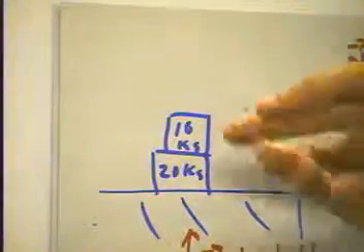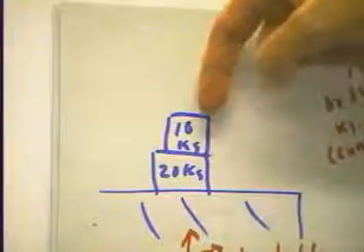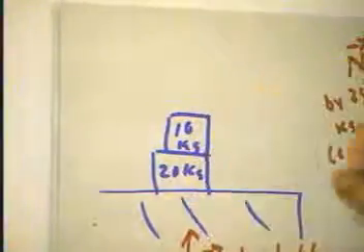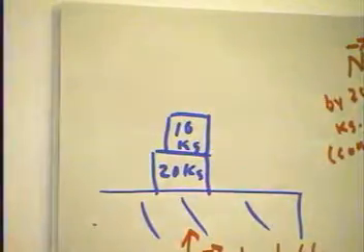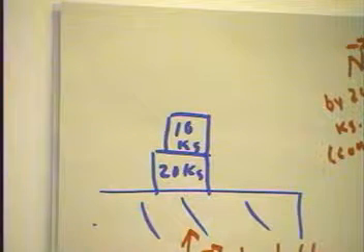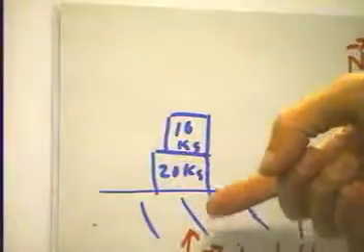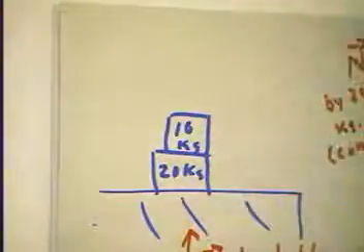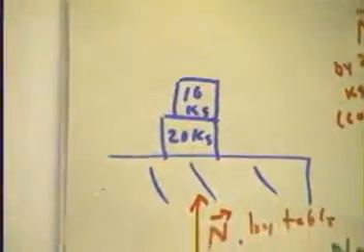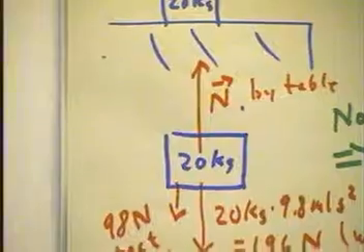Let me clarify. It's the force of gravity on the 30 kilograms, which is going to be approximately, well, it's going to be 294 newtons of force. So the table will have an upward force of 294 newtons. Now let's see more specifically how that comes about.